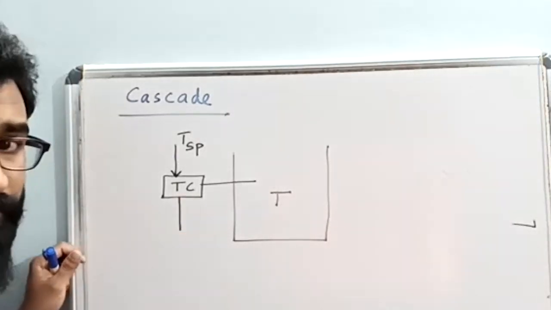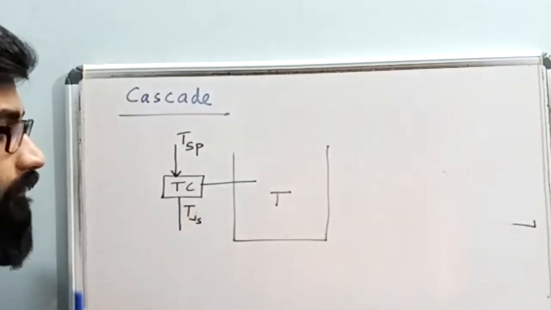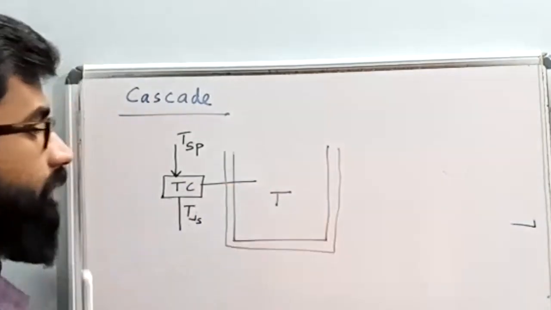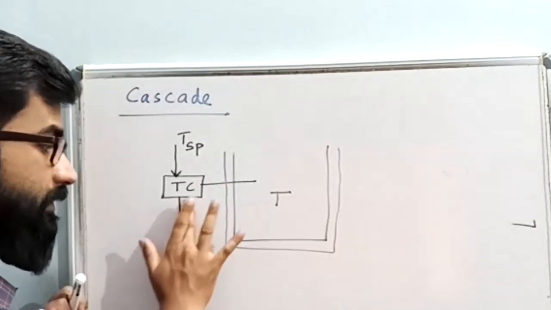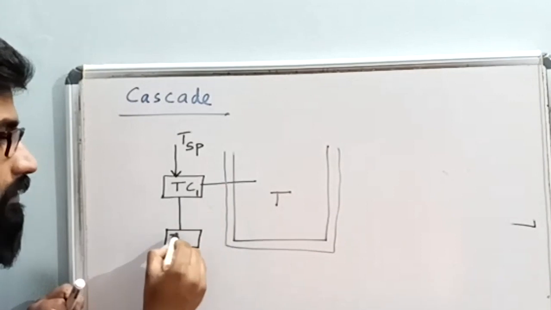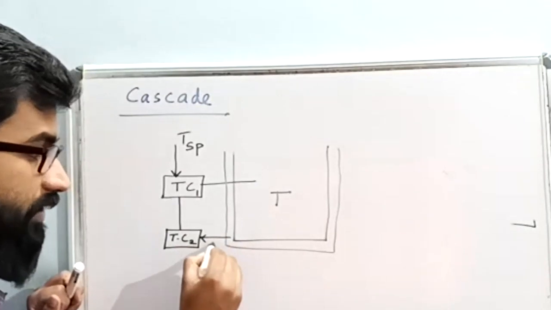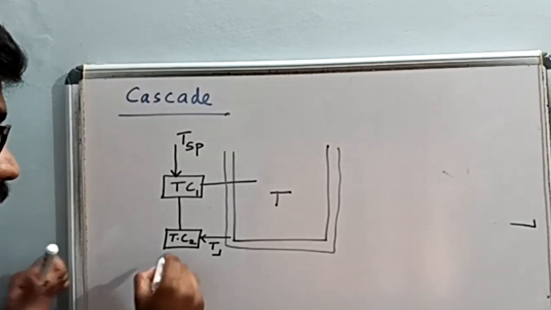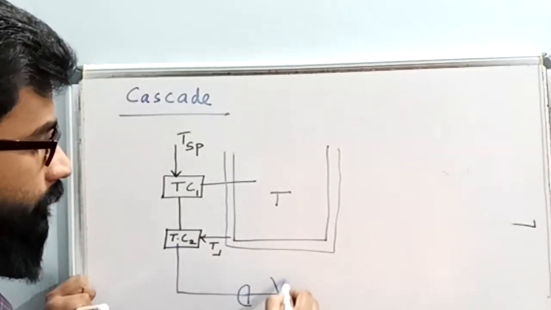Now this controller is giving a set point for the jacket. For example, if you have a jacket here, what this first controller is doing is giving the set point to the second controller. So this is my temperature controller 1, and this is my temperature controller 2. This temperature controller is measuring the temperature of the jacket, and finally it is giving output to, for example, a valve.